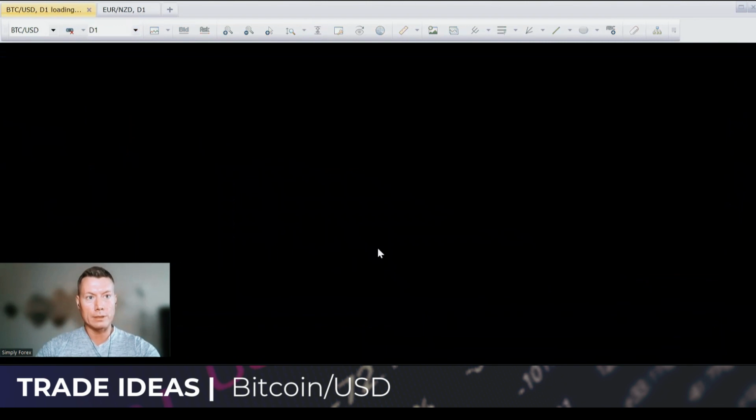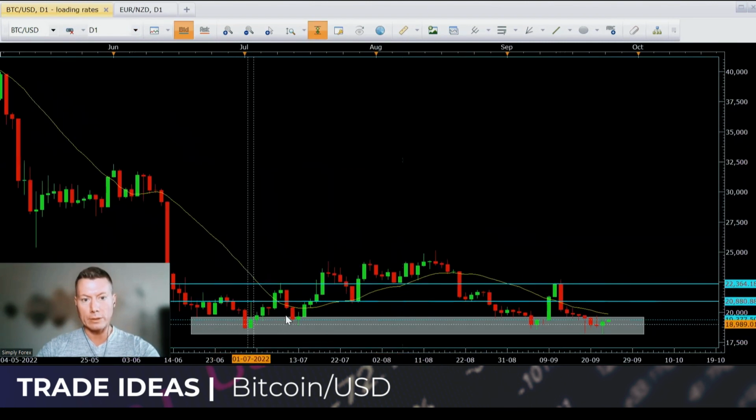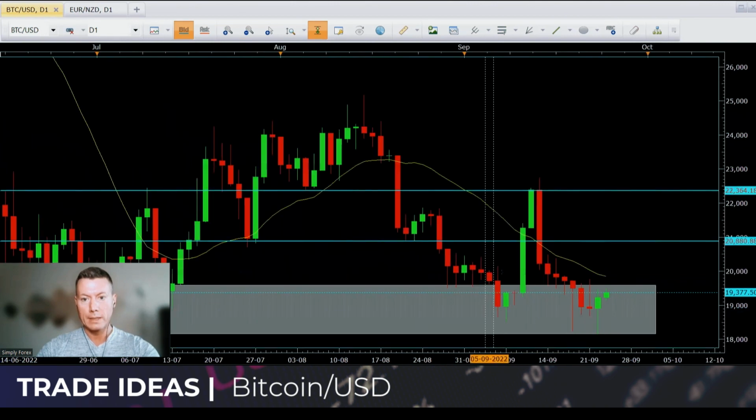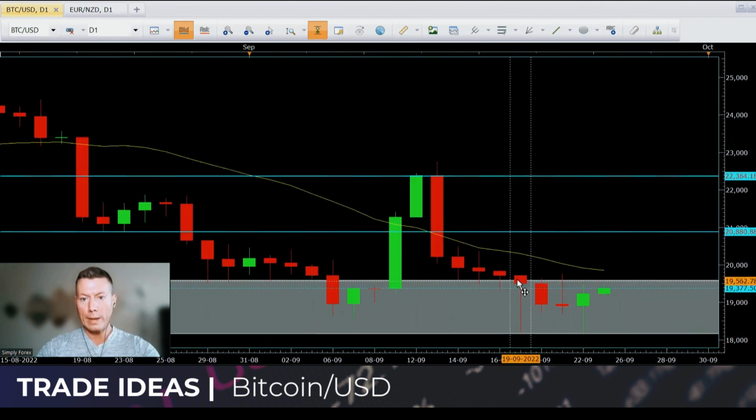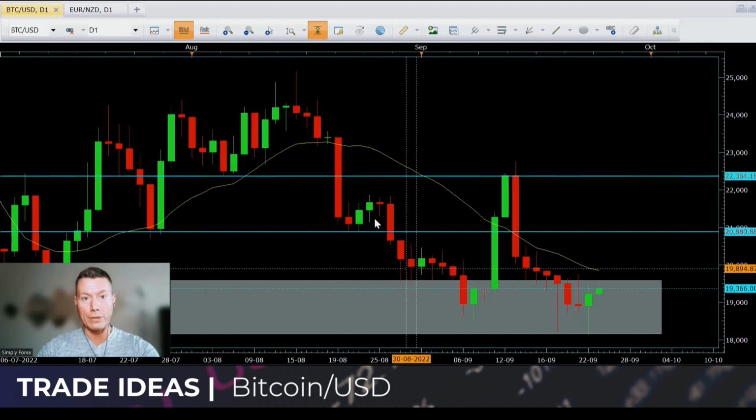Then if we go down to the day chart, as you can see, that grey zone is plotted on the day chart. Remember we were looking at this candle a few days ago, but now we've got this candle also that's happened at these lows. So there's definitely buyers in the market here. It's pushing off of this grey zone.